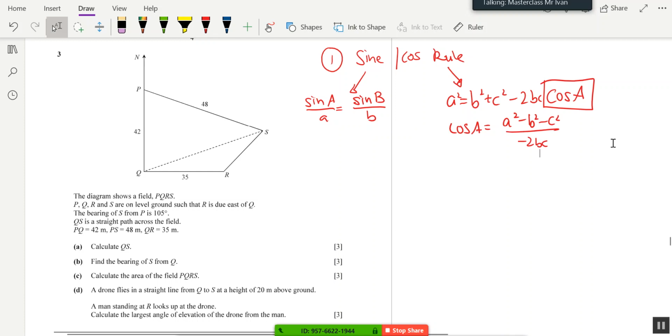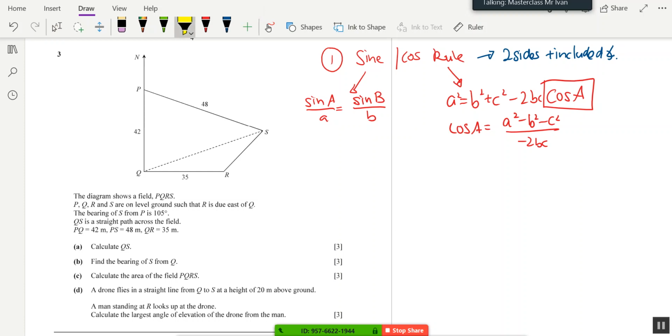And usually for the first one, we always look at the cosine rule first, because it can be used when there are two sides plus the included angle. We always look at this one first. If we cannot, then we probably use the sine rule. Now look at this question. It shows a few things.